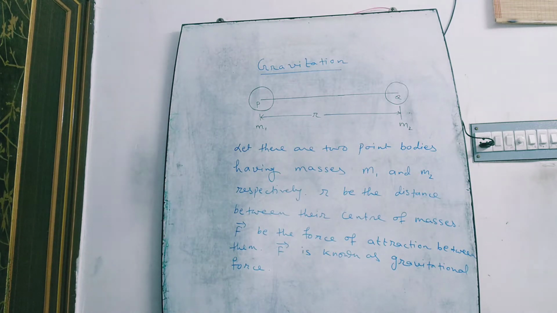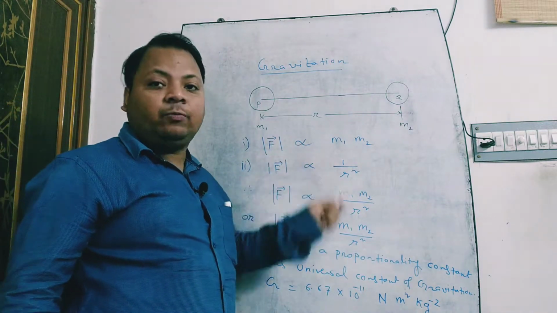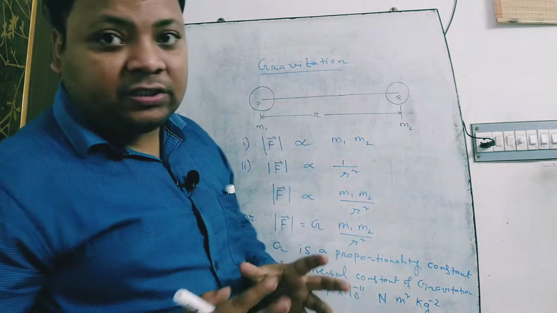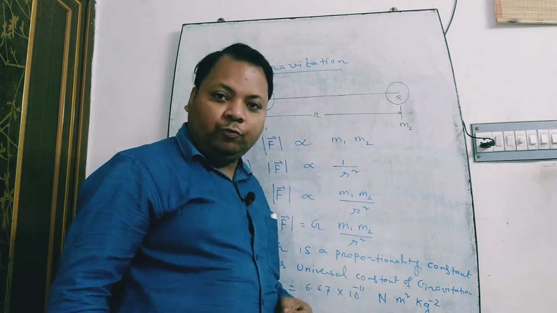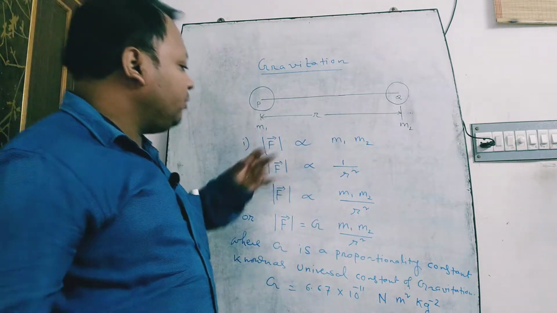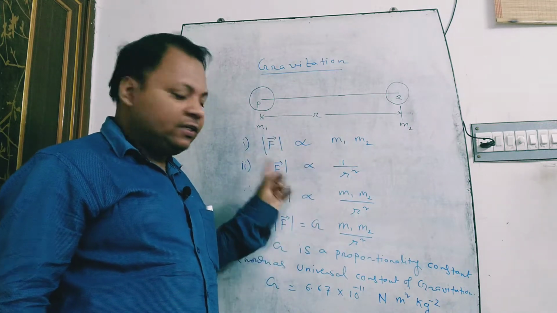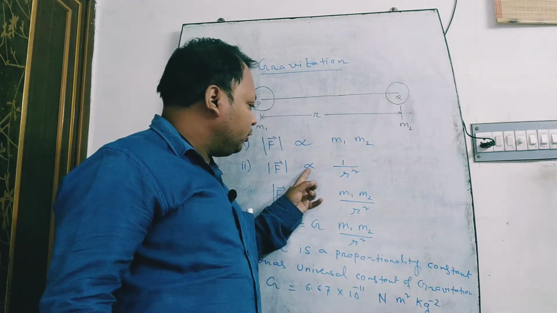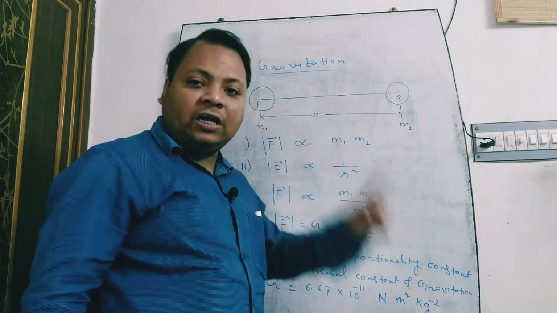Now from Newton's law of gravitation we can find out the magnitude and direction of this force. The magnitude of the force F is directly proportional to the product of the masses of these two bodies. That is, the magnitude of force is directly proportional to m1 m2, and the magnitude of the force is inversely proportional to the square of the distance between them. That is, the magnitude of F is inversely proportional to r square, that is, directly proportional to 1 by r square.